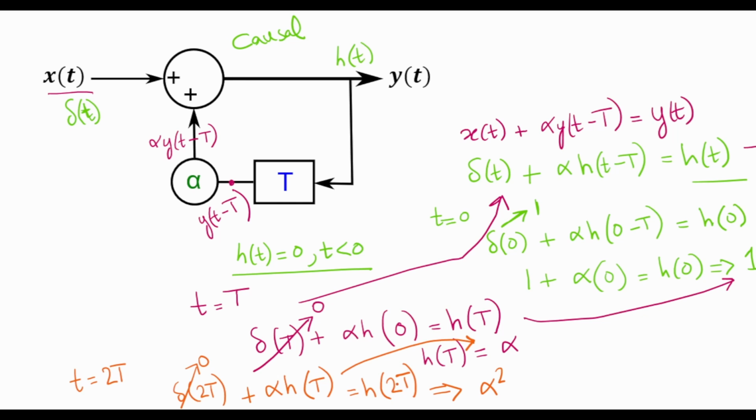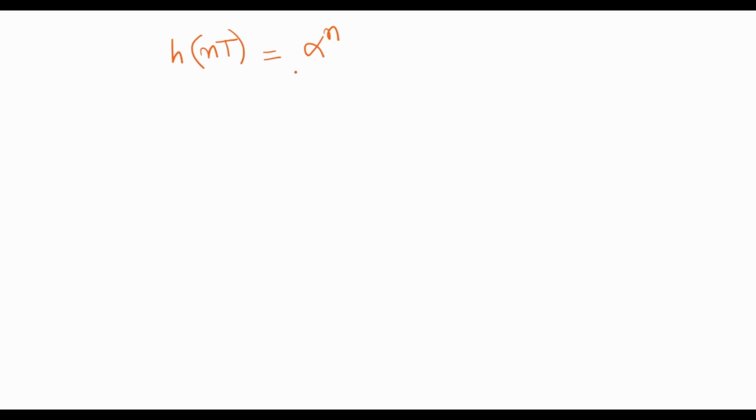If I extend this to find the impulse response at n times T, then this would be equal to alpha to the power n. So depending on the multiple of the delay, alpha is raised to that power. So I can write h of nT is equal to alpha to the n. This I want to write in the form of the total impulse response.